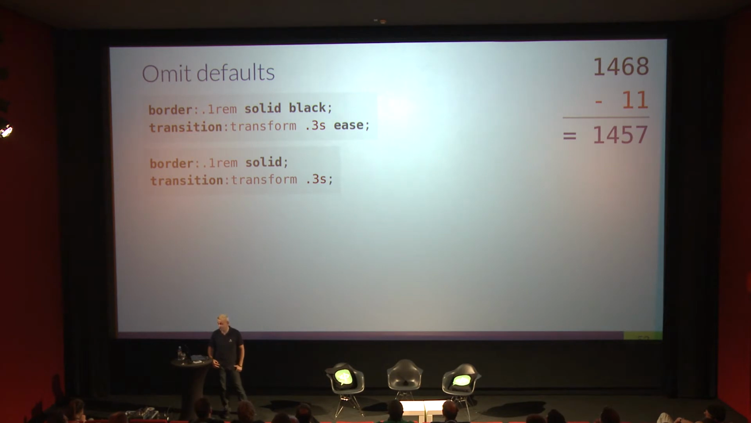We can omit defaults. The color of the border property, if I don't set a color, the color of the font color is used. And since I did not set any font color, it's the default font color of the document, which is black, so I can leave black away. The transition function of ease is the default. If I don't set a transition function, ease will be used. So this saves us 11 bytes.